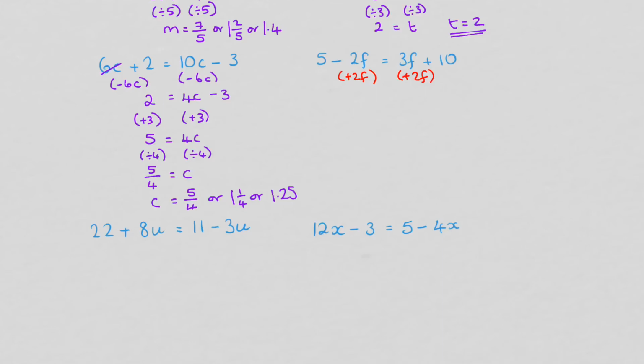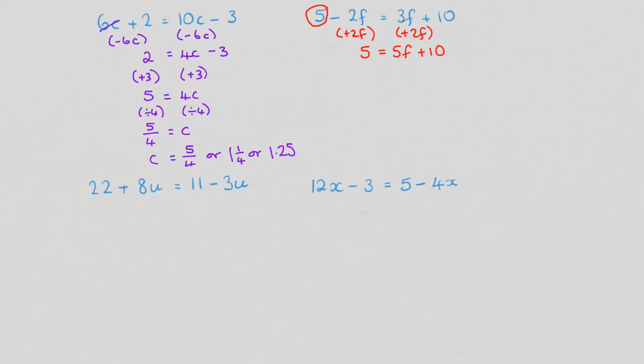So once we get rid of the 2f from the left-hand side, we've only got 5 left. Remember, that is not a -5. That's a +5. It was a -2f. 3f add 2f gives us 5f, and then plus 10.